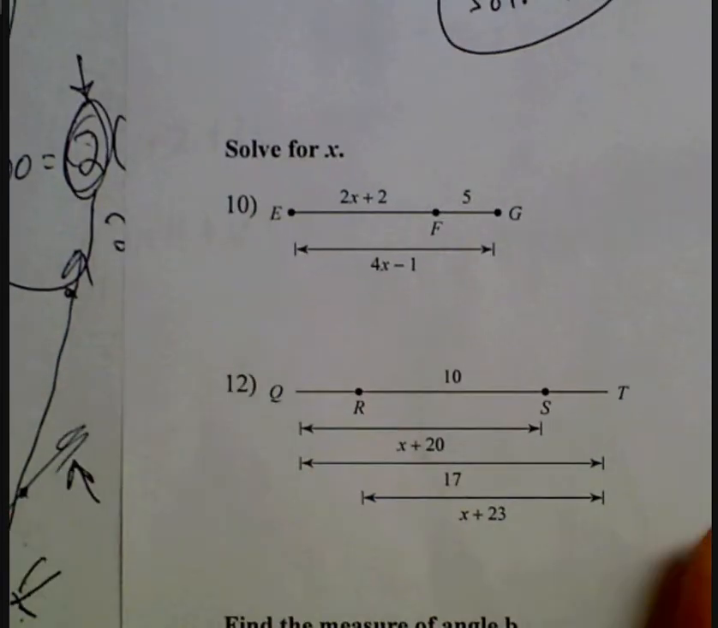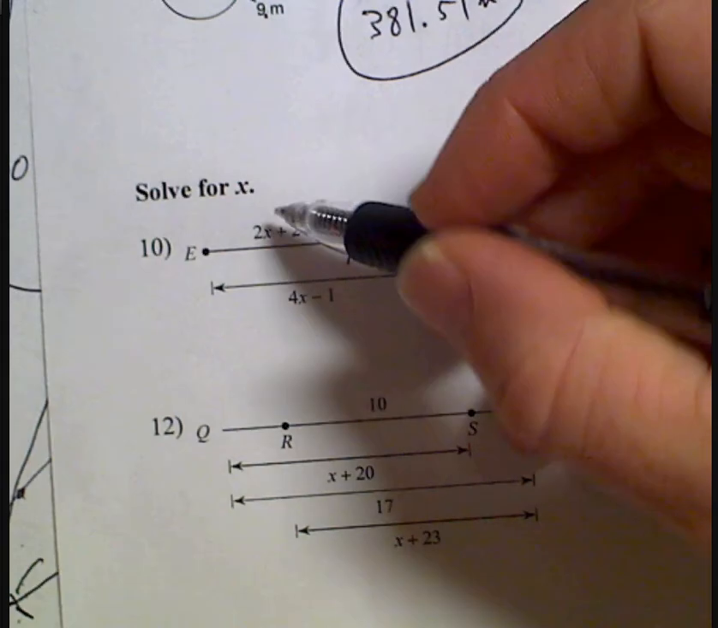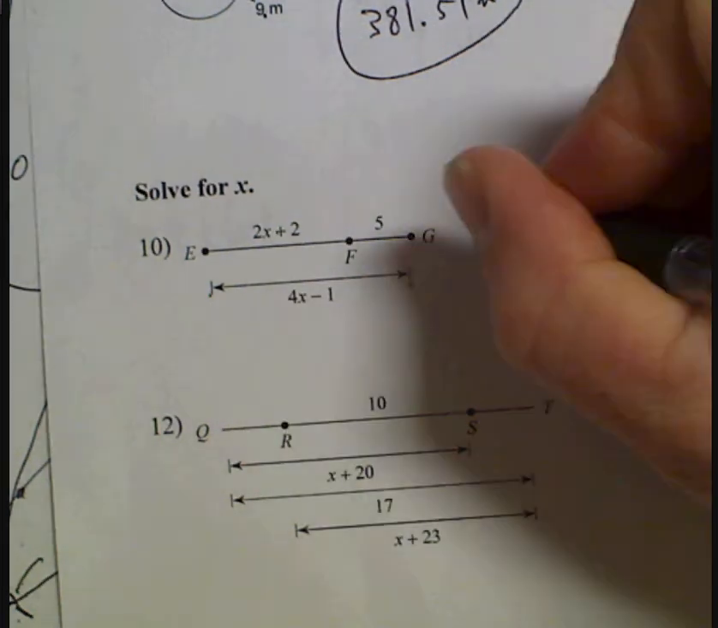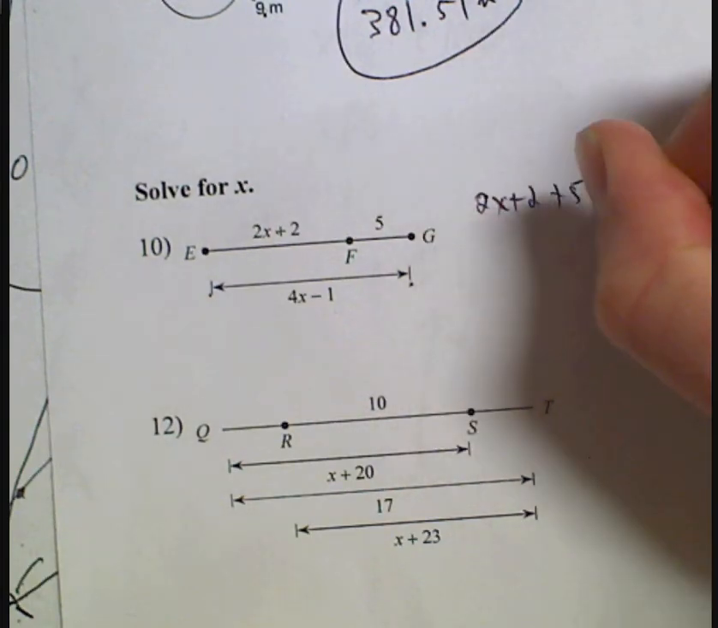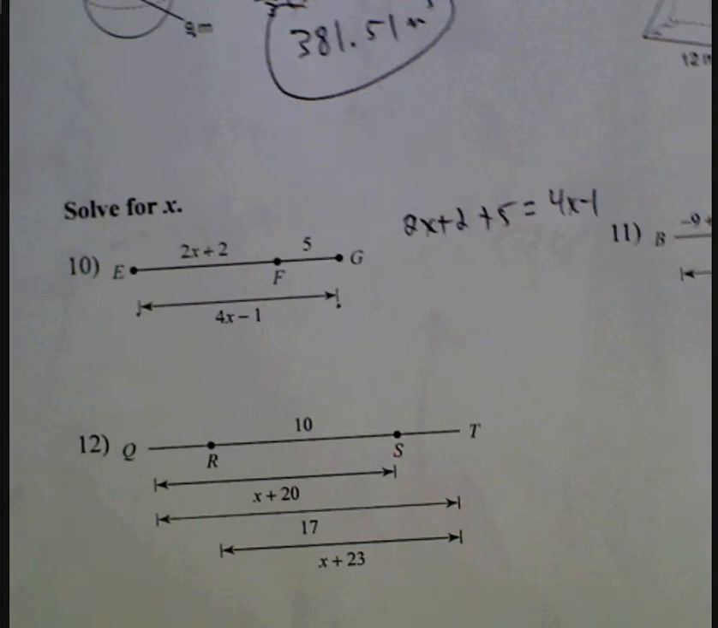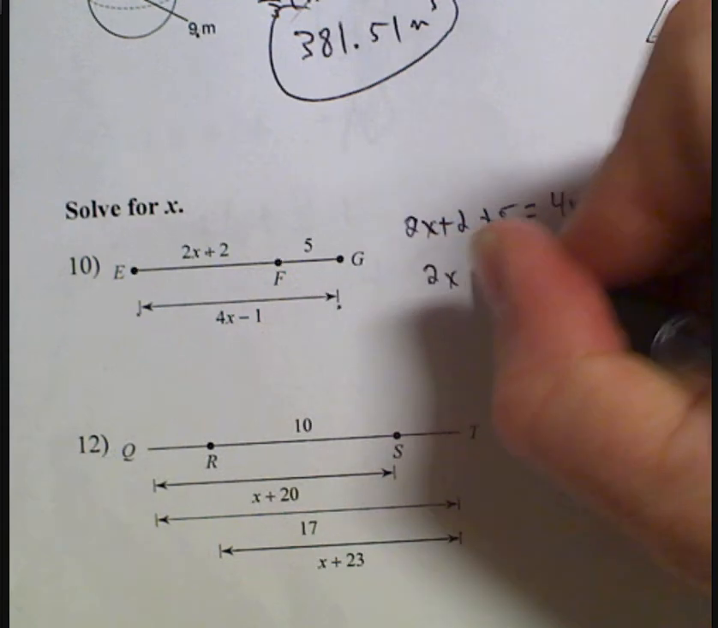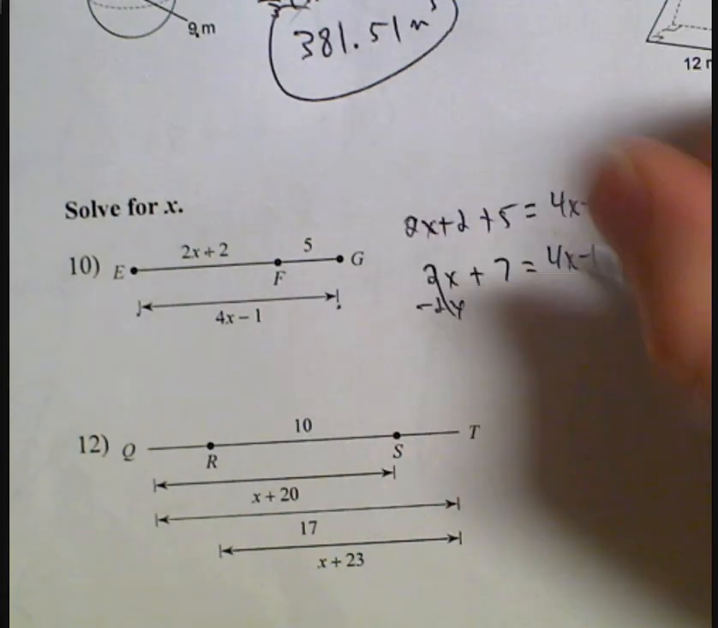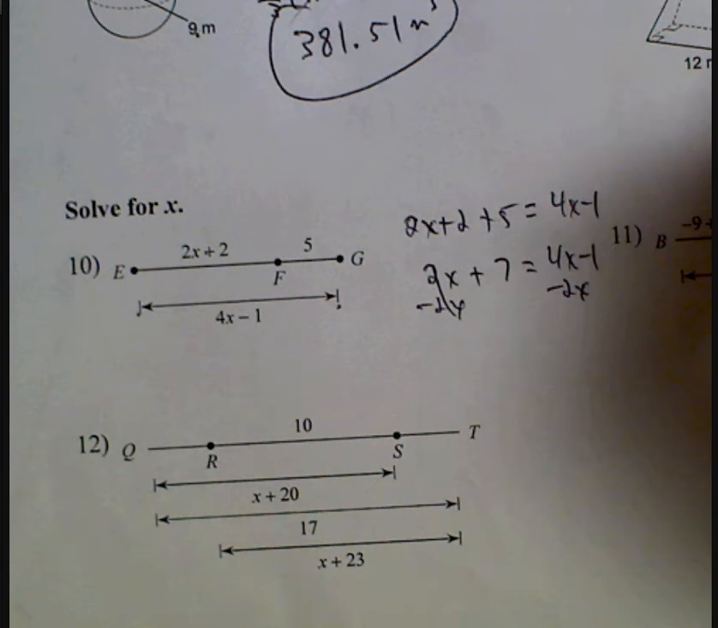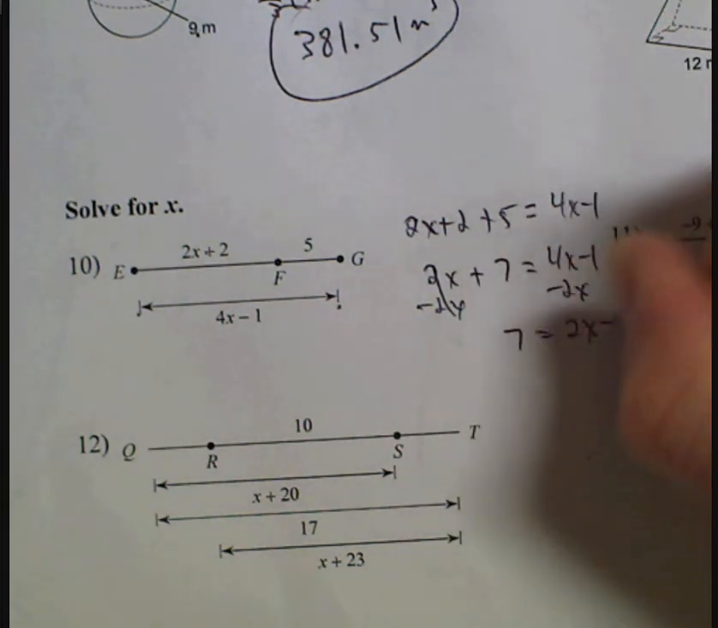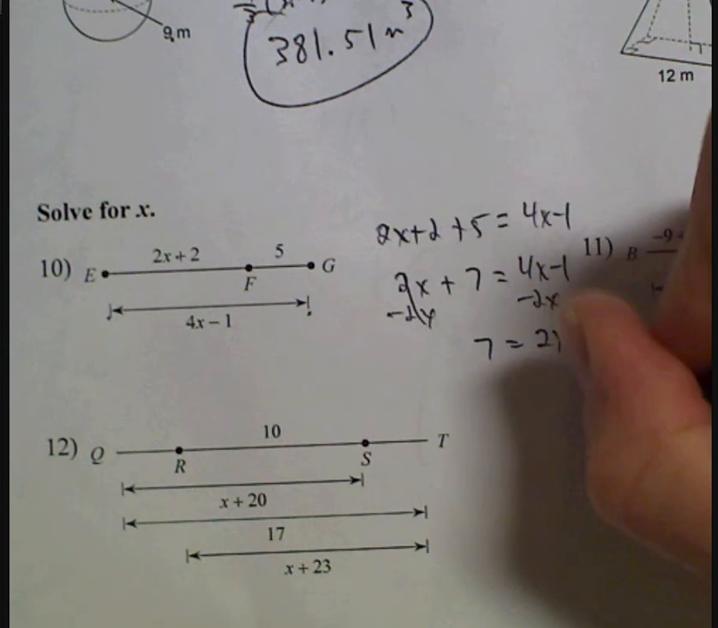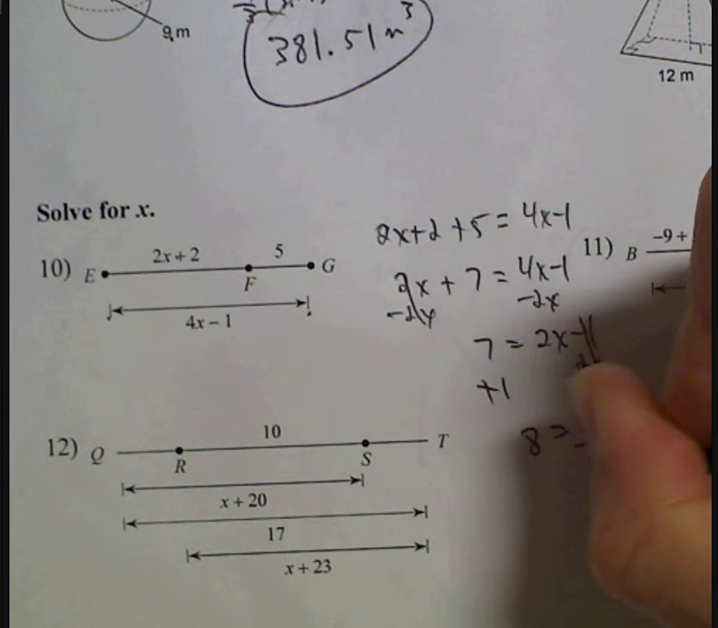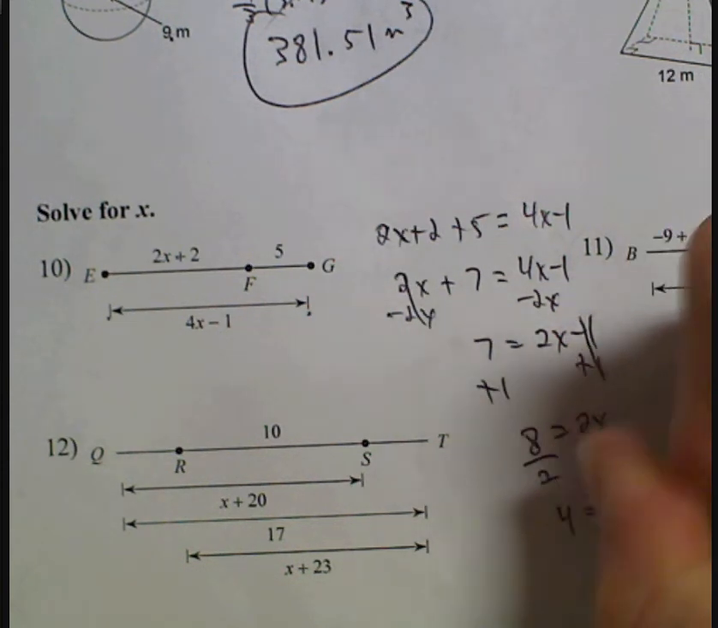Number 10, we've been doing a much better job on this, so we're going to go ahead. This is my entire thing, so I know this plus this has to equal this. 2x plus 2 plus 5 has to equal 4x minus 1. So this would be 2x plus 7 equals 4x minus 1, minus 2x. This gives me 7 equals 2x minus 1. So I'm going to add 1. So that gives me 8. Divide by 2. 4 equals x.